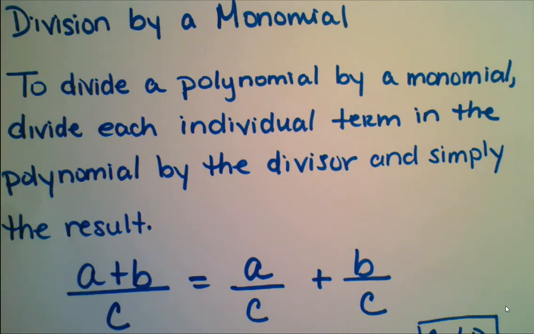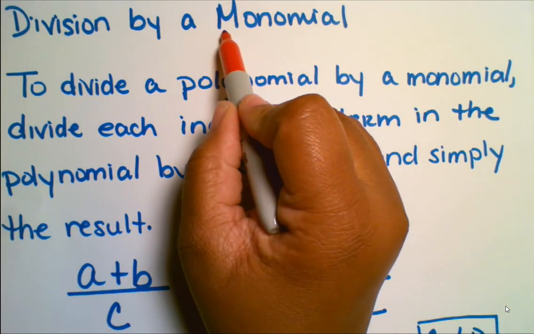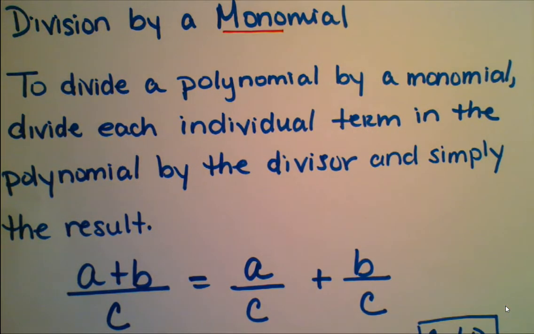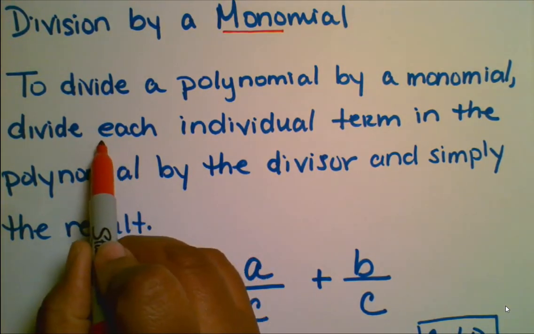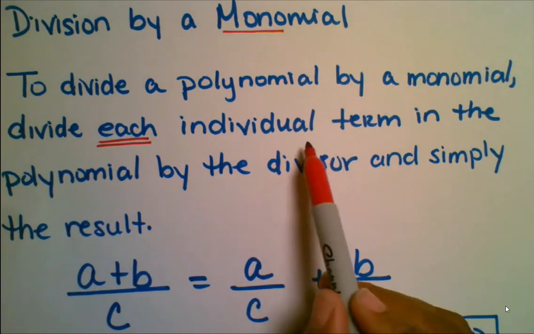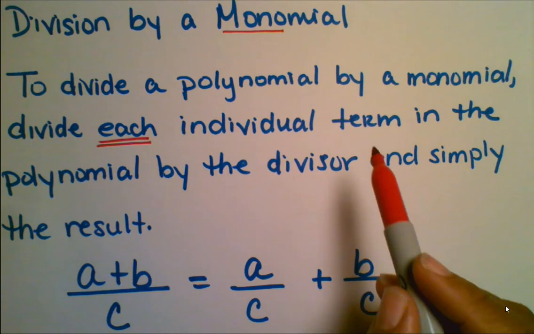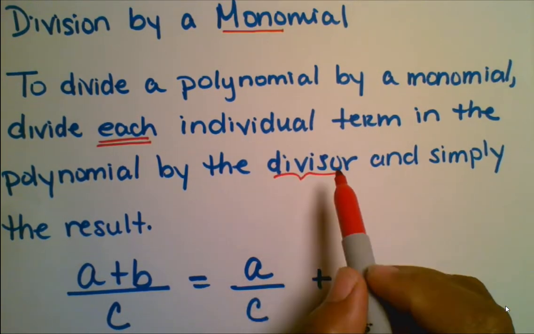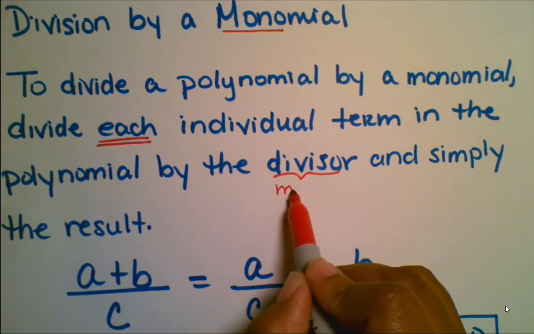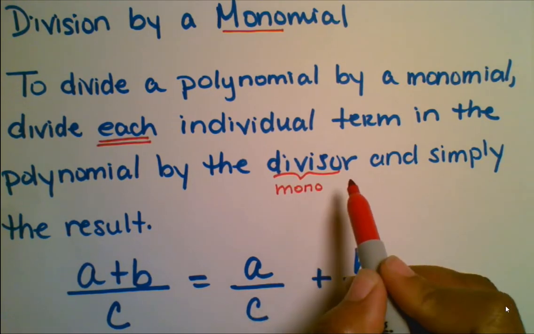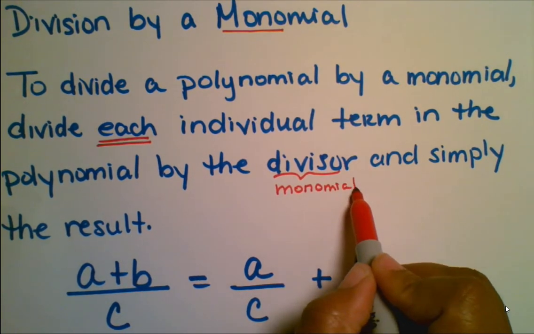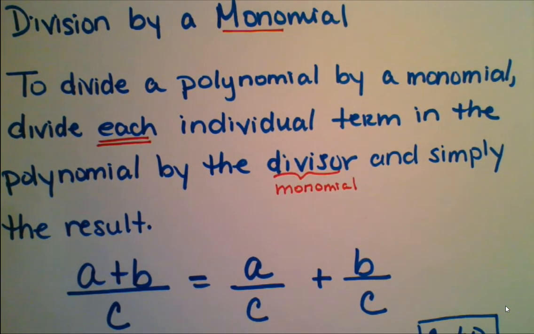Division by a monomial. Now remember, a monomial means one term. We're going to divide a polynomial by a monomial, where we divide each individual term in the polynomial by the divisor. Your divisor is going to be that monomial. And then we're going to simplify the result.